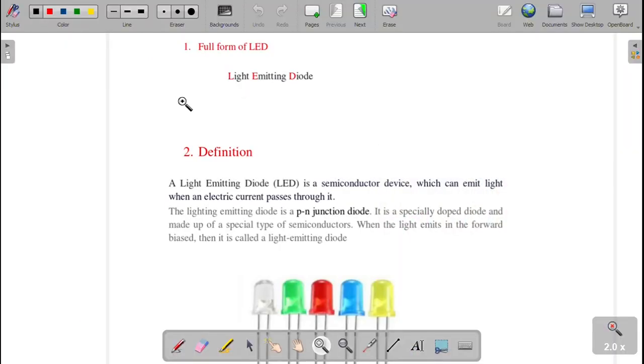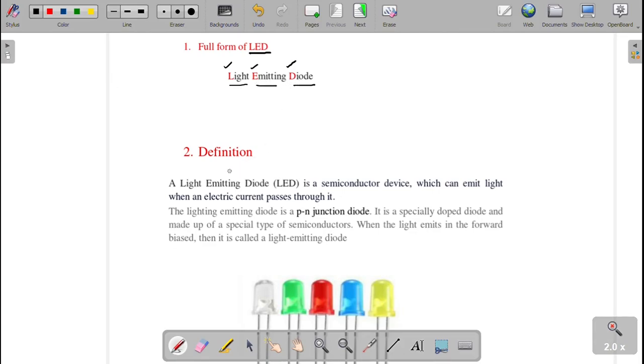Dear students, in this video, I would like to explain the Viva question and answers for LED characteristics. So first, we must know what is meant by LED. What is the full form of LED? That is light emitting diode. The first letters are combined to form the LED. So the first question is, full form of LED is light emitting diode.